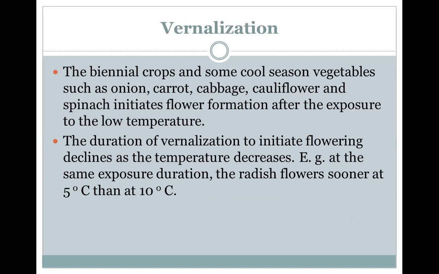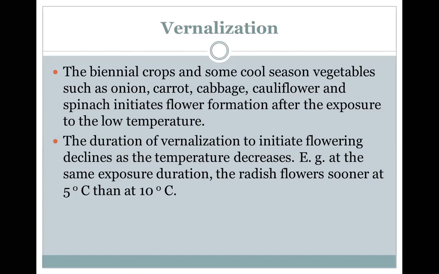Then vernalization. Vernalization means giving lower temperatures to the vegetables. We can say that vernalization is a lower temperature that is provided to the vegetables so that they come into flowering, right? So biennial crops and some cool season vegetables such as onion, carrot, cabbage, cauliflower, and spinach initiate flower formation after exposure to low temperature, right?